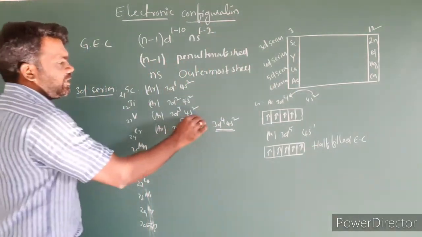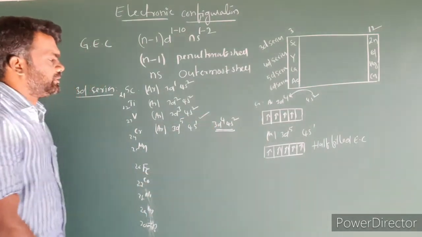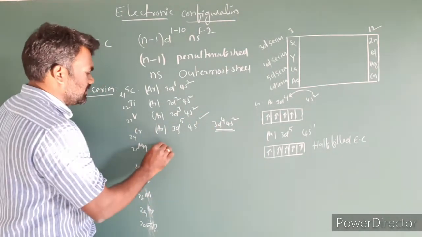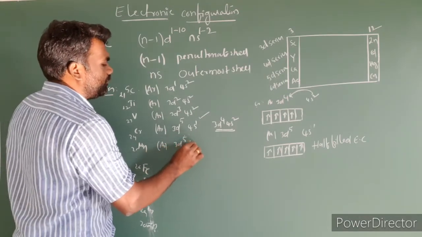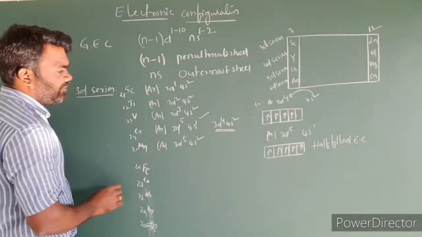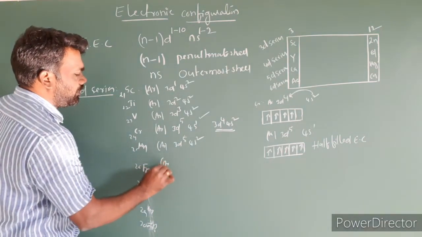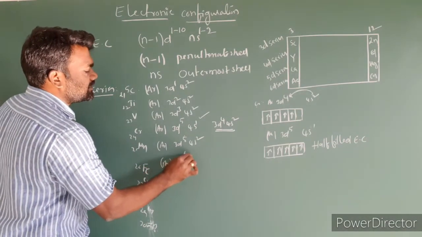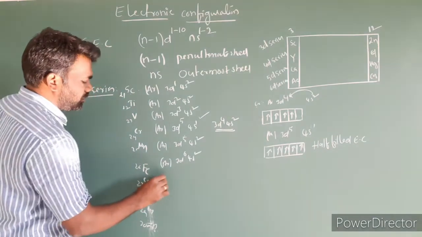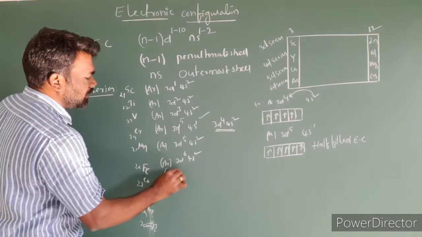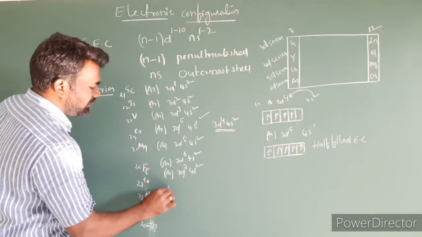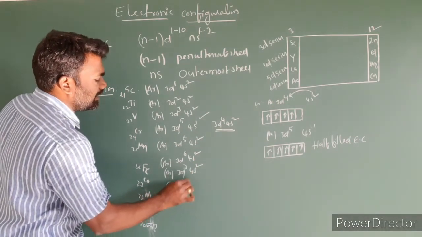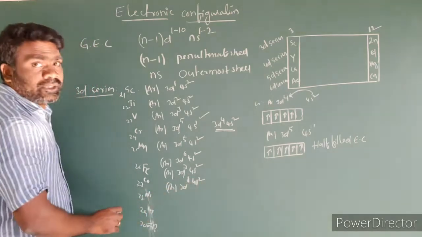So the electron configuration of chromium is 3d5 4s1. Next, manganese: argon 3d5 4s2. Iron: argon 3d6 4s2. Cobalt: argon 3d7 4s2. Nickel: 3d8 4s2.